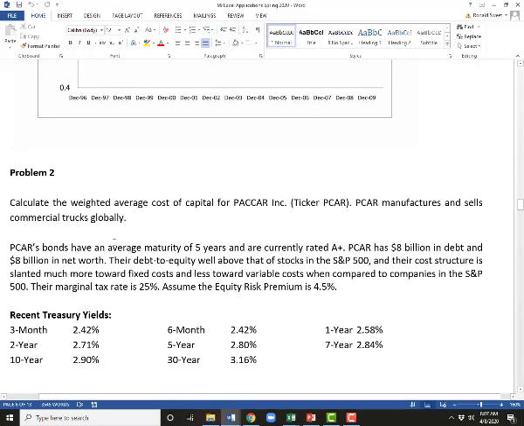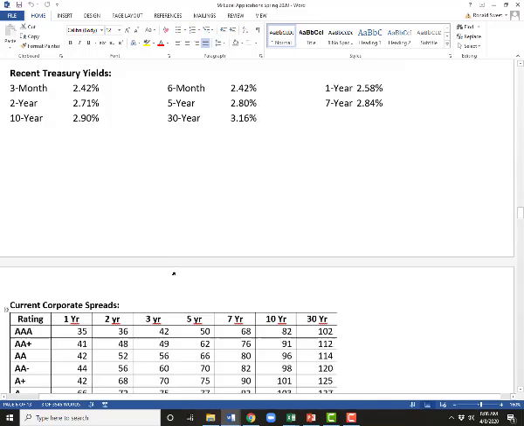And then you plug all that in. You have the weights for debt and equity because their debt is $8 billion. Their net worth, their equity, is $8 billion. So you have to do that. Someone was asking me, how do I come up with the beta? You go through that 4-step process and you pick your beta for Packer, whatever beta you think makes sense.